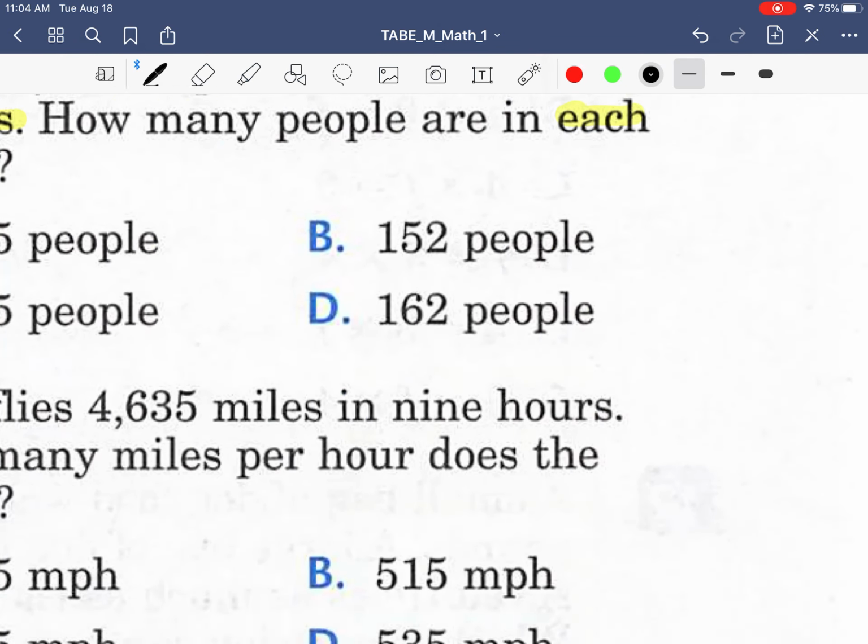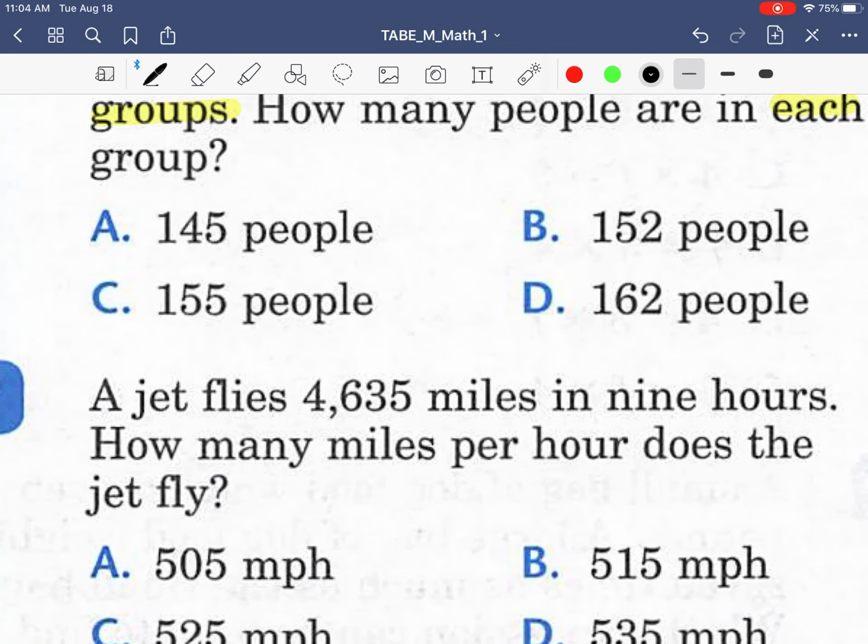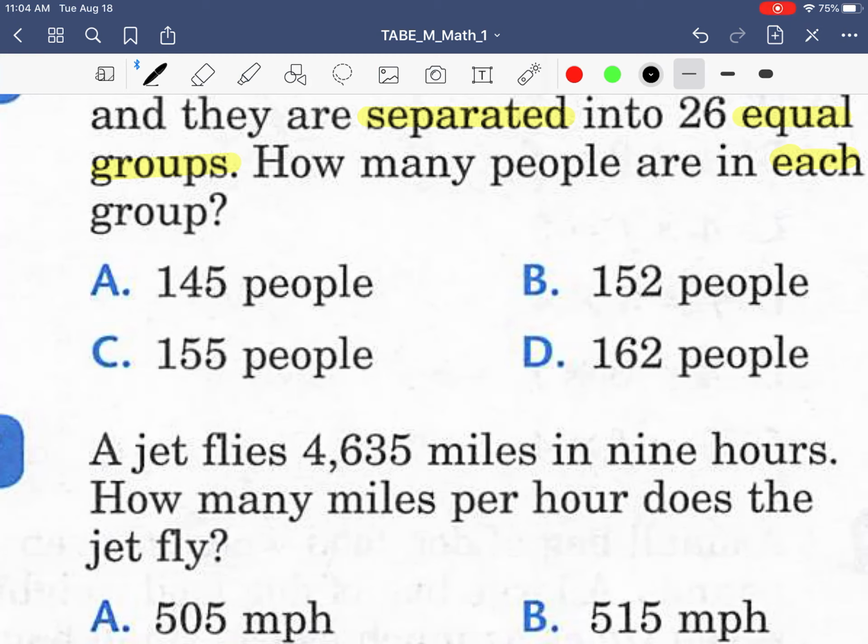So let's go back over to number 6 and pick option A. 145 people in each conference group. And always ask yourself, is that reasonable? And yes, it is. If you've ever been to a conference, that's about right for the group size.